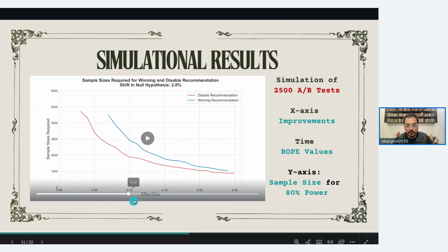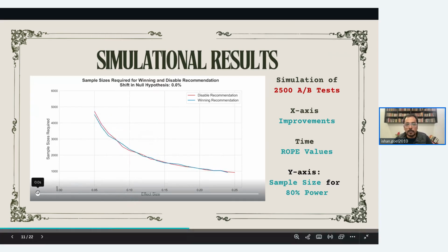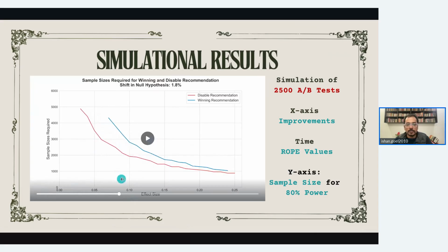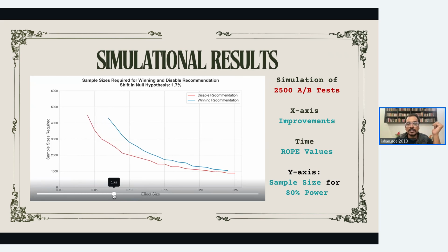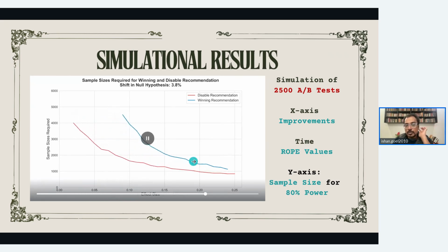Over time, ROPE is changing. So here, ROPE is 0. When you go to the start of the test, the shift in null hypothesis is 0. So when the shift in null hypothesis is 0, then you see that disable and winning recommendations almost take the same time, same sample size for different uplifts. As you go on shifting the null hypothesis to the right, what you see is that the disable becomes very cheap. It requires fewer visitors, and the winning recommendation is requiring more visitors.